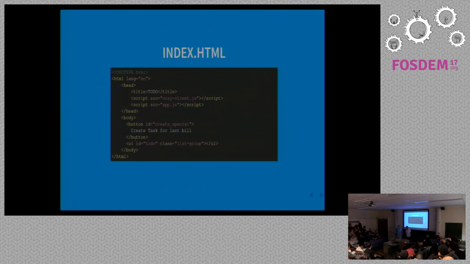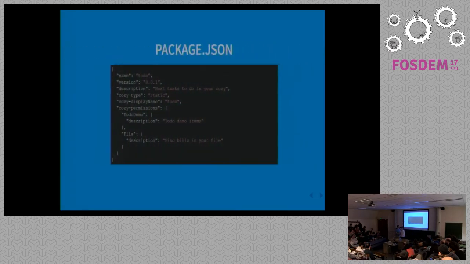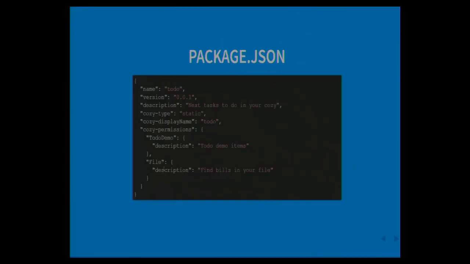So a Cozy application is a web page, very simple. I'm going to do it very fast. So you have HTML pages. You have a package.json with some explanation. Most importantly, in this, which is a manifest of the application.